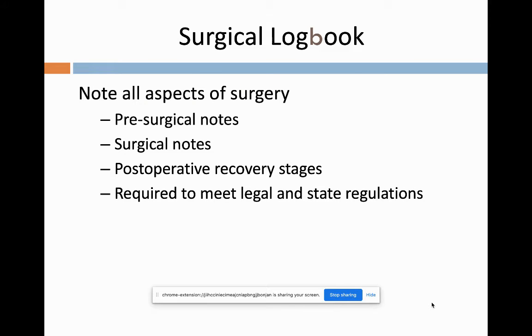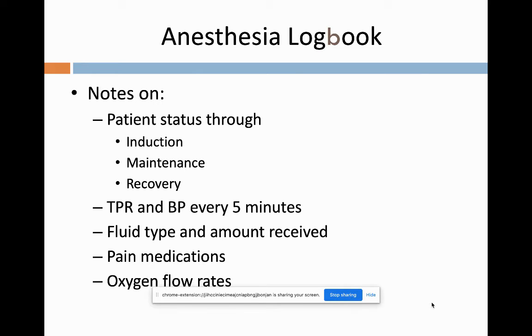To begin today, let's look at the surgical logbook. This is where we keep notes and information on all aspects of the surgery. Pre-surgical notes, notes that are taken during the procedure itself, and even postoperative notes on how the animal's progressing after the procedure is concluded. We keep these to meet legal and state regulations that may be in place.